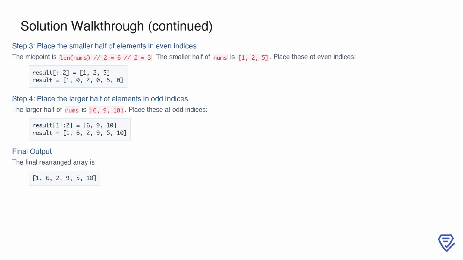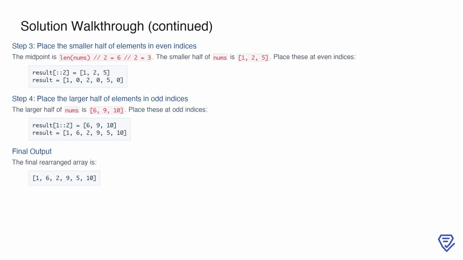Next, we calculate the midpoint of the sorted array, which is 6 divided by 2, giving us 3. The smaller half of nums, which is 1, 2, 5, is placed into the even indices of the result array. This means positions 0, 2, 4, and so on. After placing these elements, the result array updates to 1, 0, 2, 0, 5, 0.